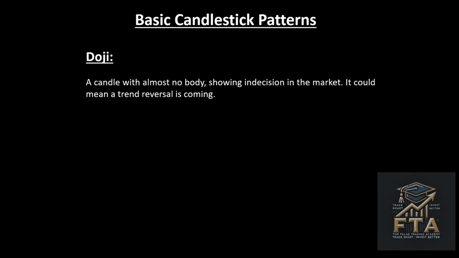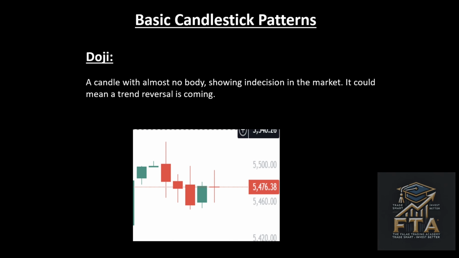Doji. A doji is a candle with almost no body, showing indecision in the market. So it could mean a trend reversal is coming, but not necessarily the case. This is a doji candlestick.